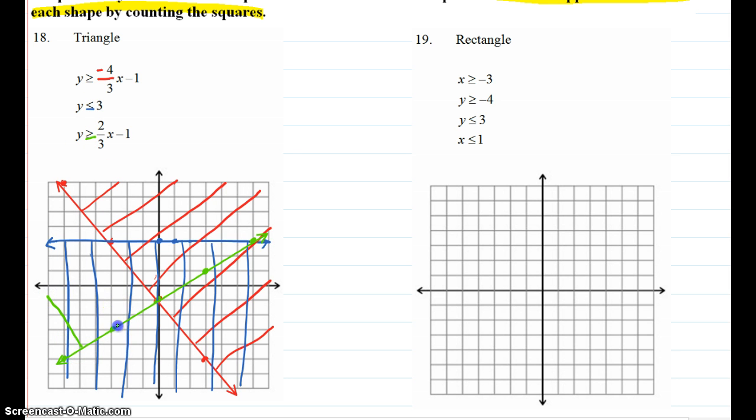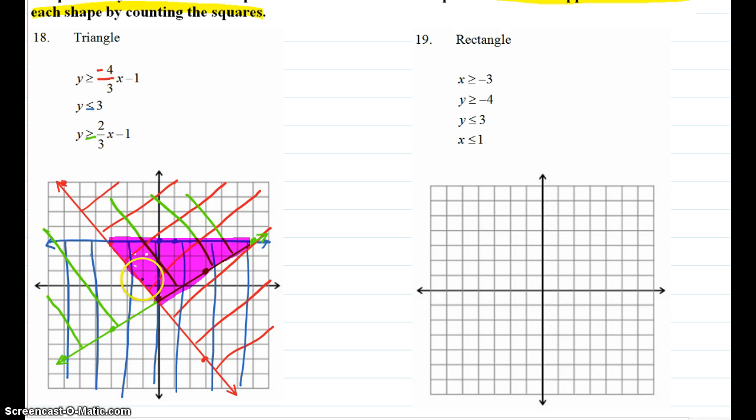So now we're looking for where all three of these lines are intersecting. And what happens here is it makes this triangle. So that's our answer for the graphing part. We've graphed all three lines, and it's made that triangle. But then we have this extra step here of find the approximate area by counting the squares.